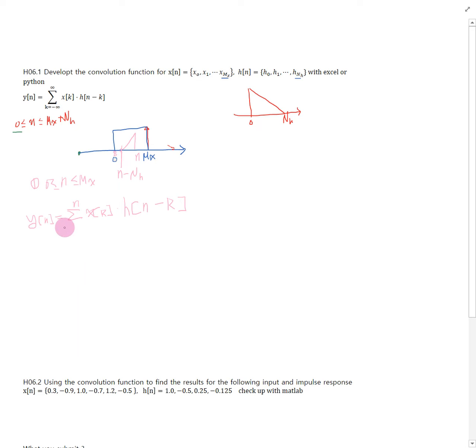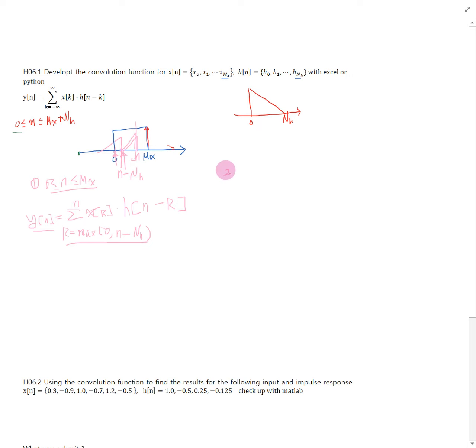So we can replace this part with k. The first value will be the maximum of 0 and n minus nh. The summation will start at 0 or n minus nh, depending on which one is larger. If it is like this, indexing starts from here, but if it is like that, it will start from here. So we choose the maximum of these values as the starting index, and the ending will be up to here. So this is yn if n exists in this region.